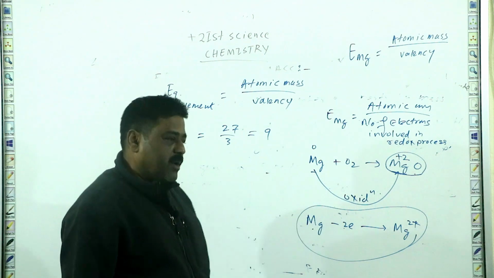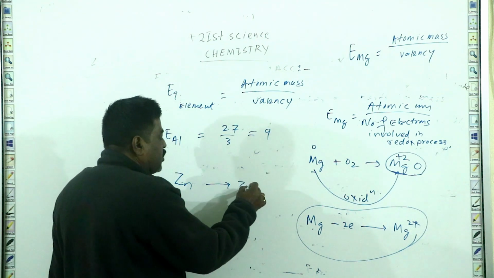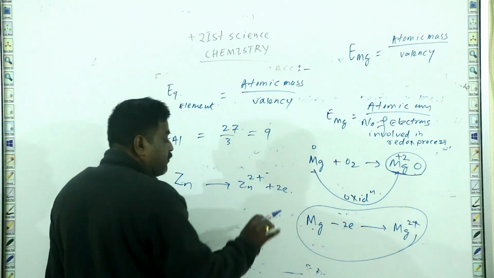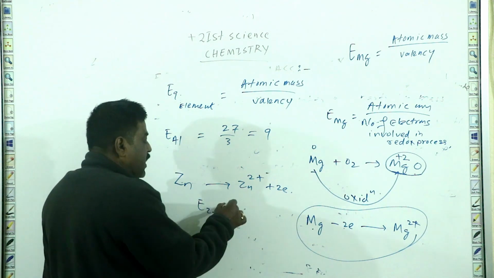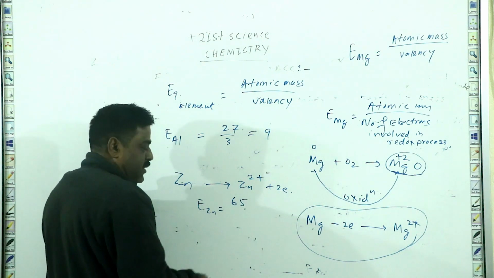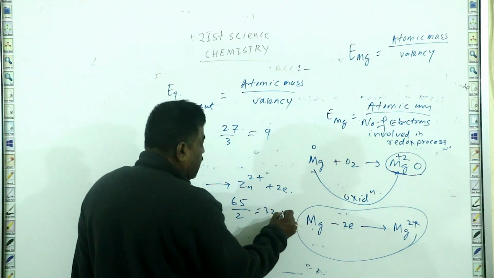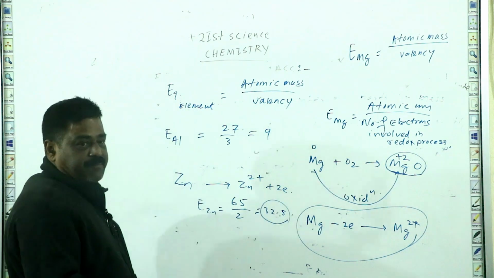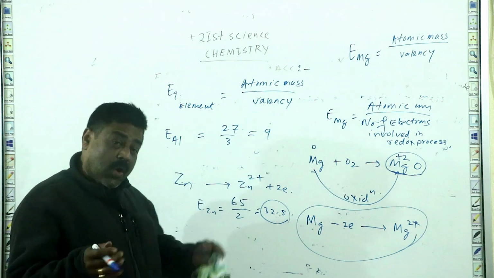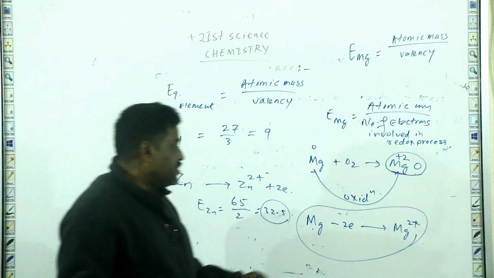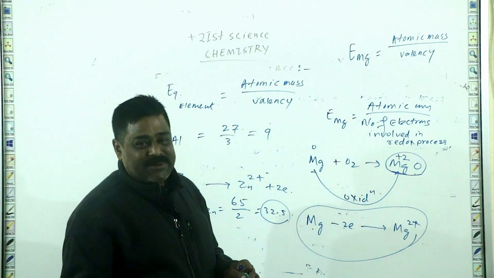Let's say in case of zinc, the metal can be oxidized to zinc ion. Here 2 electrons are to be removed. So here also you can write the equivalent mass of zinc. The atomic mass of zinc is 65. 65 divided by 2 gives 32.5 as the equivalent mass of zinc. So the equivalent mass of an element is simply the atomic mass by valency, that is, the atomic mass by the number of electrons involved in the oxidation or reduction process.